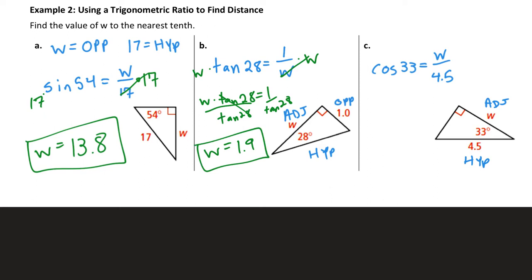Last equation, cosine of 33 equals w over 4.5. I would multiply both sides by 4.5. So cosine of 33 times 4.5, which ends up being 1.3 if I'm rounding to the nearest tenth. Rounding to the nearest tenth is just one decimal place.